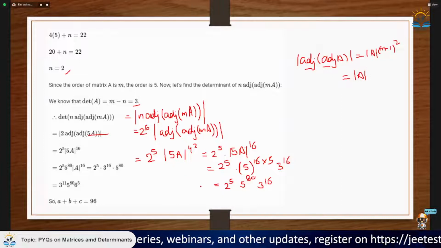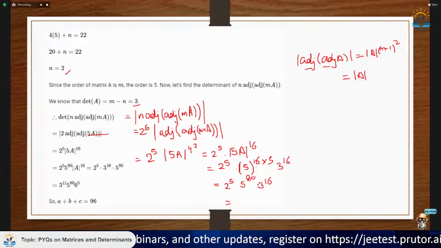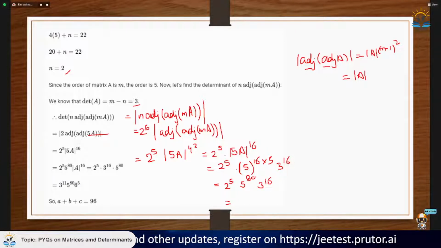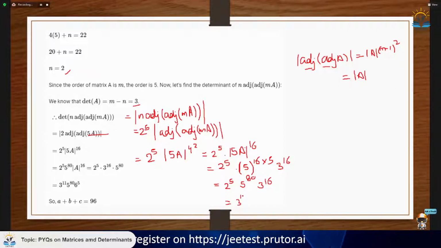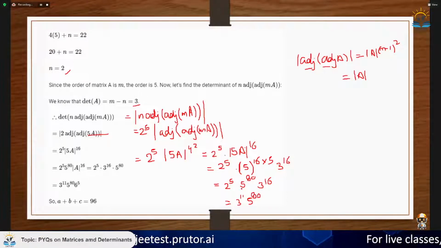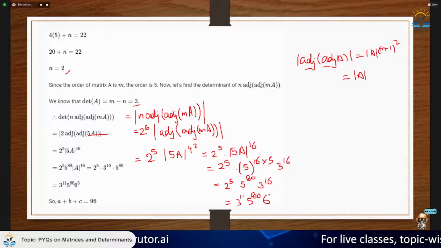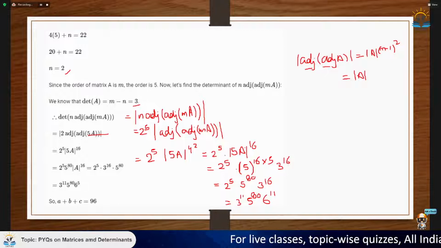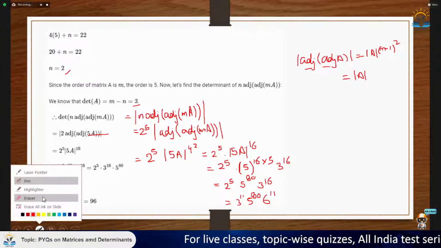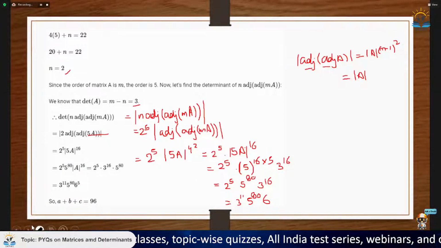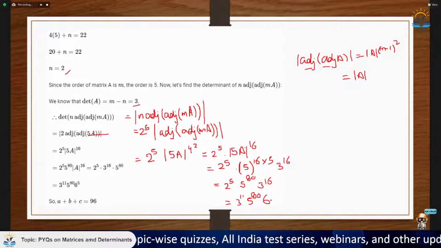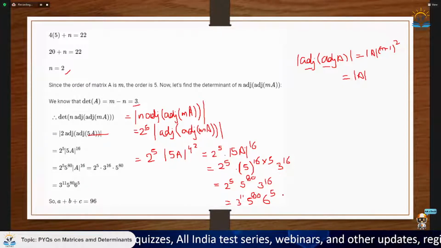So basically you have to remove 2. So 6 would be 3 into 2. So here it would be 3 times 16 minus 5, which will be 3 times 11. So 3 power 11, 5 power 80, and this 2 power 5 and 3 power 5 will combine to give you 6. So 6 power 5, sorry, because 5 twos and 5 threes are combined. So you got 3 power 11, 5 power 80, and 6 power 5.